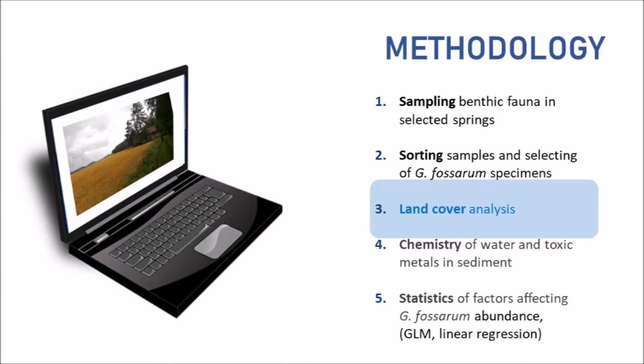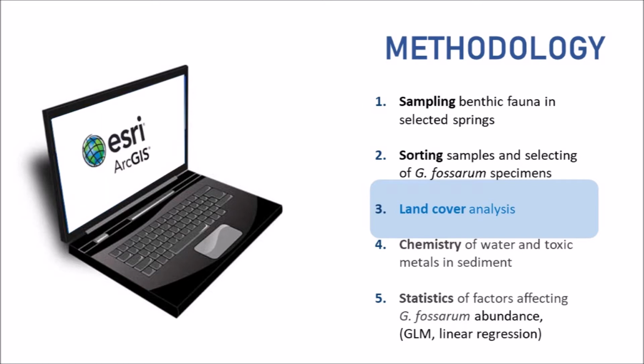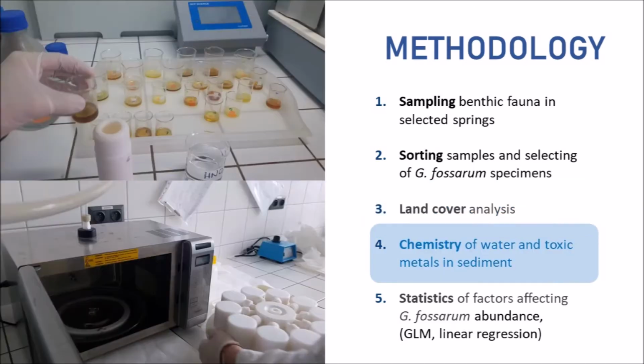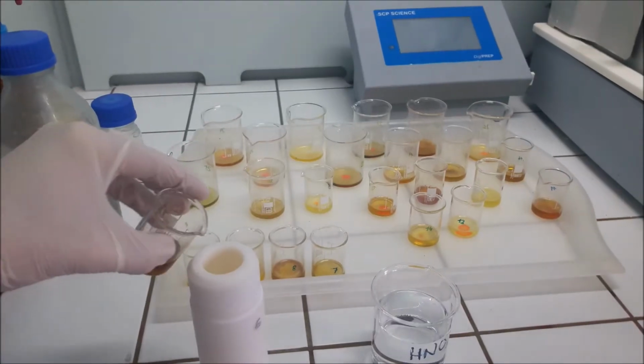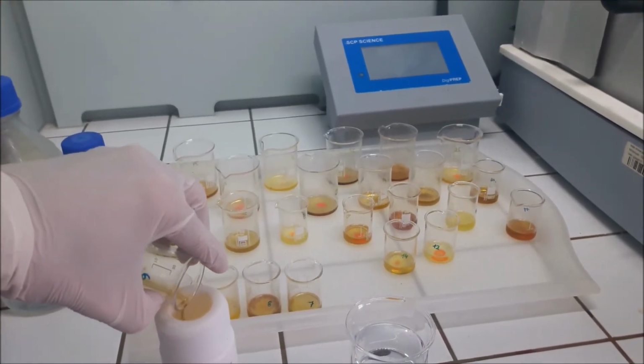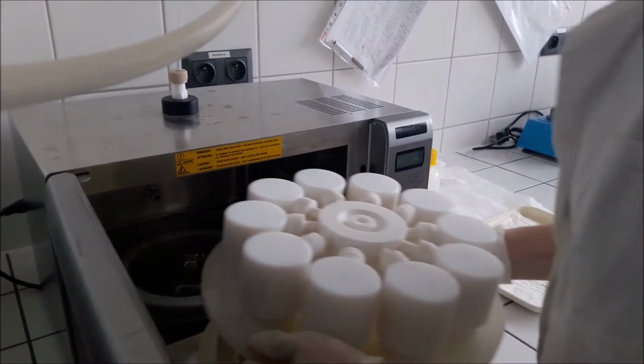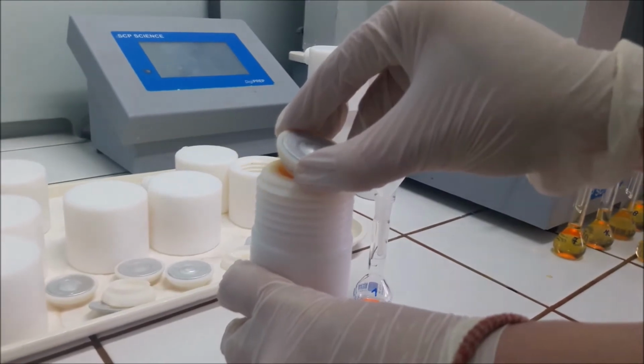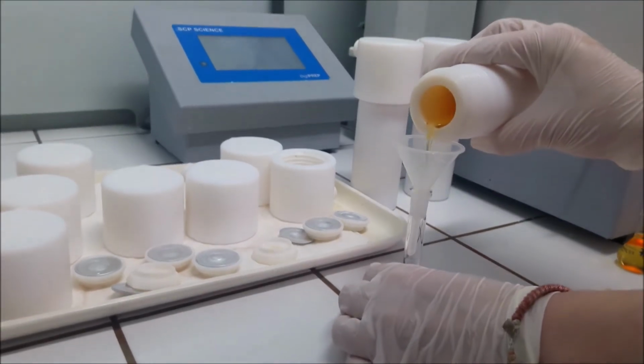The land cover was assessed with the software ArcGIS that allows to calculate the runoff catchment of every spring in the map, and then I analyzed the dominant cover in the surface, either agriculture, forest, or urban. The water analysis was performed by the laboratory of Zittau, and the toxic metals in sediment were measured in Prague, preparing the samples with acid microwave digestion and using atomic absorption spectrometer to determine the concentration of metals.